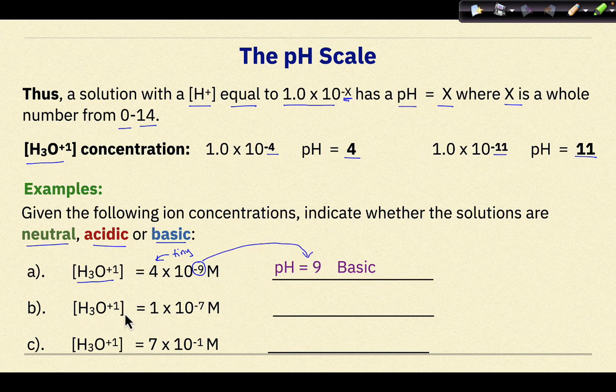Let's look at the next one. Hydronium ion concentration, 1 times 10 to the negative 7. So the pH is going to be equal 7, and this is a neutral solution. Finally, hydronium ion concentration is 7 times 10 to the negative 1. So the pH is going to be 1, and this is considered an acidic solution.